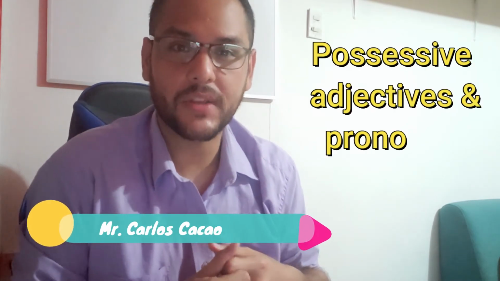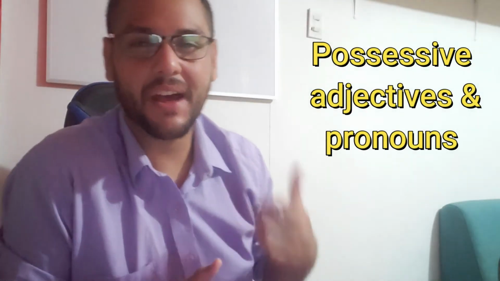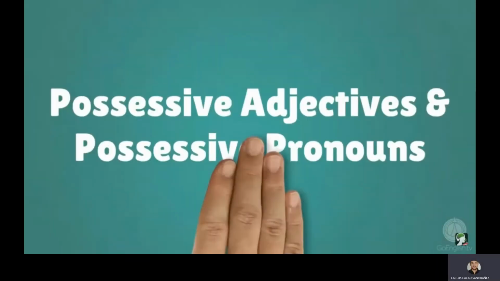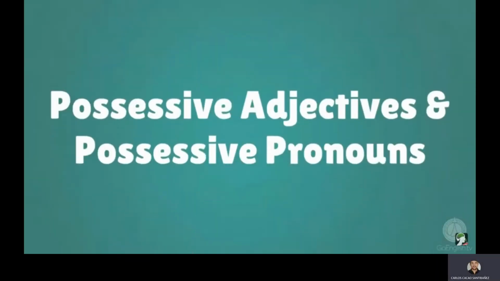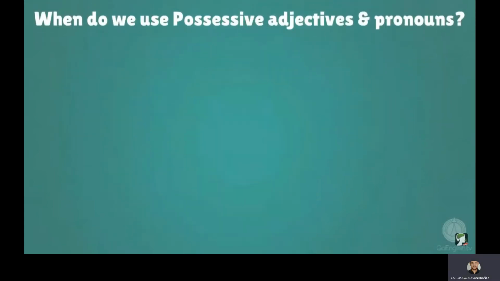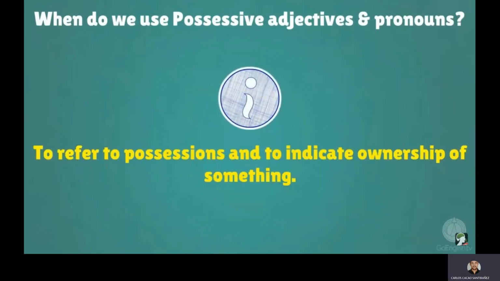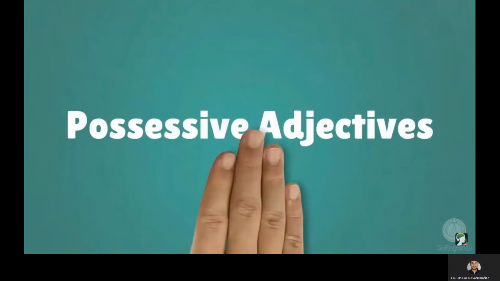So let's talk today about possessive adjectives and possessive pronouns. So let's go. Okay, let's see. When do we use possessive adjectives and possessive pronouns? Well, we use possessive adjectives and pronouns to refer to possession and to indicate ownership of something.